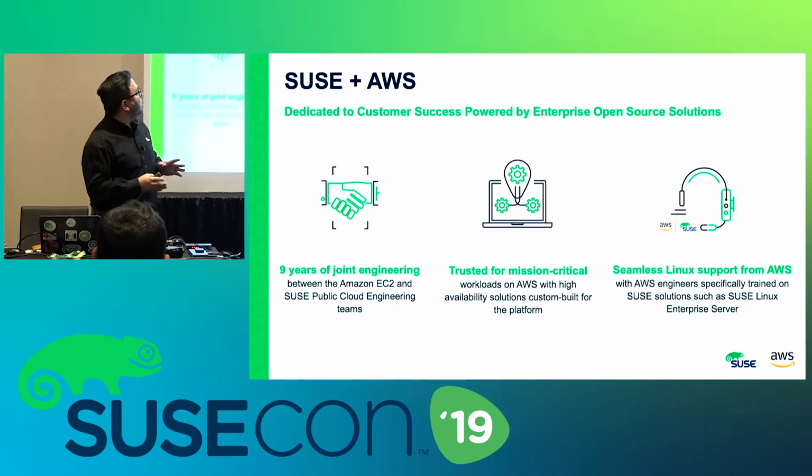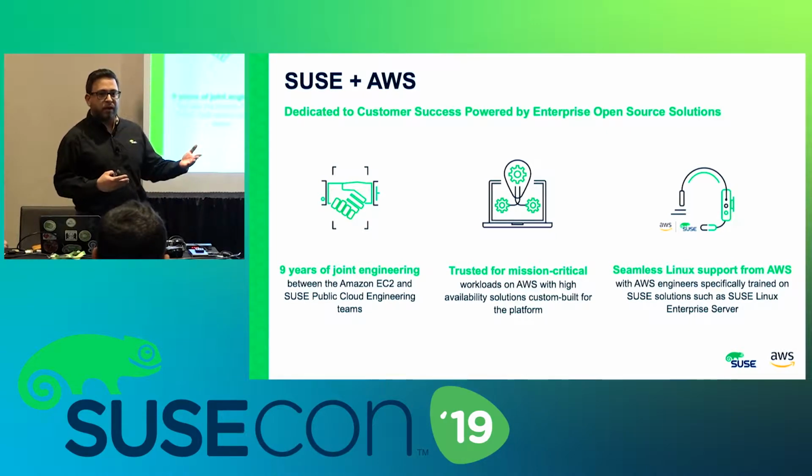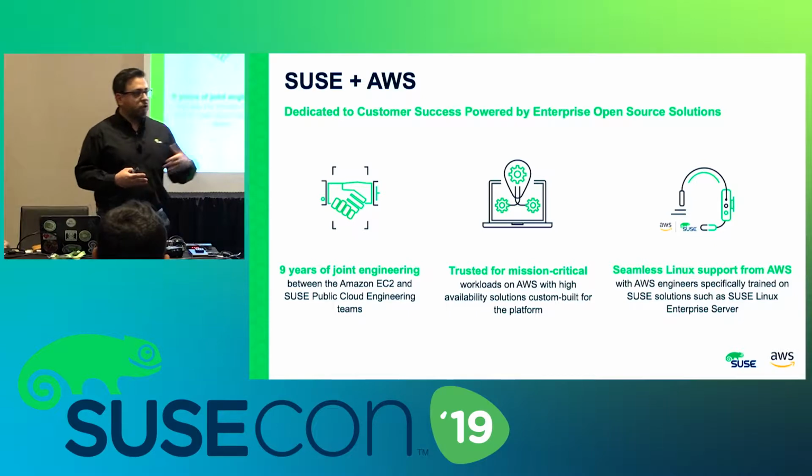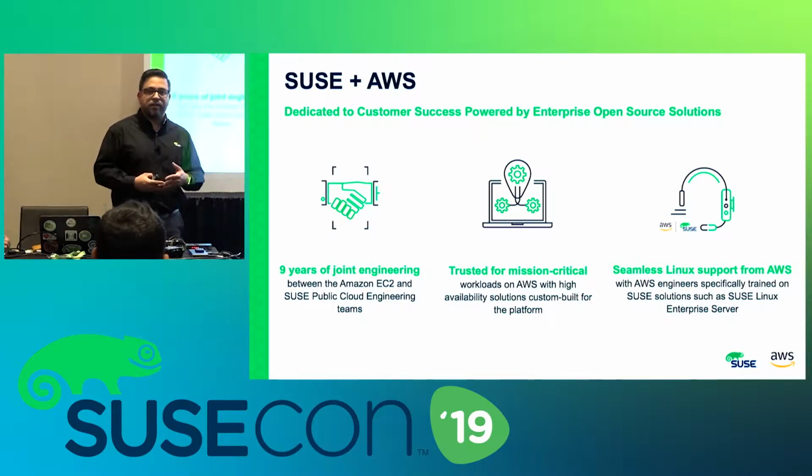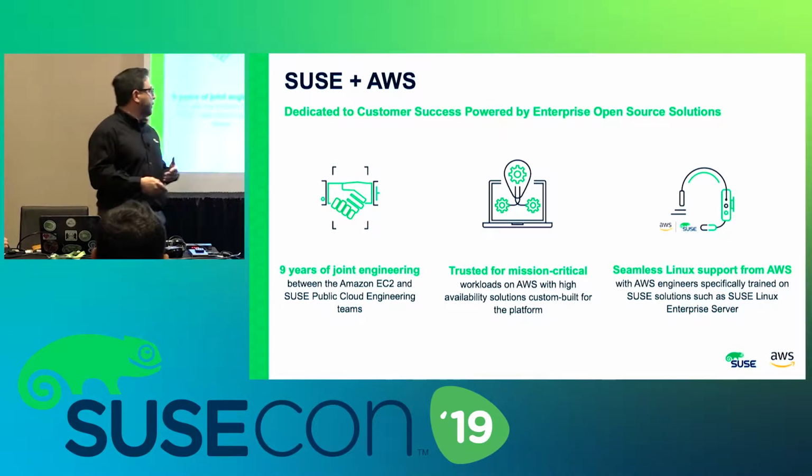So SUSE and AWS are really dedicated to the success of our customers. We have, as I said, over 9 years of joint engineering. A lot of the solutions that we bring to market are made available in the public cloud. And we work closely with the AWS team. They let us know what's upcoming, and we ensure that we align our engineering resources just to make the availability for our customers, because we do have a lot of that demand.